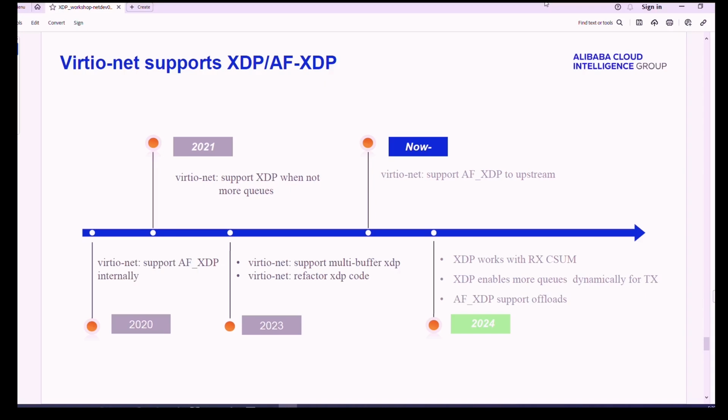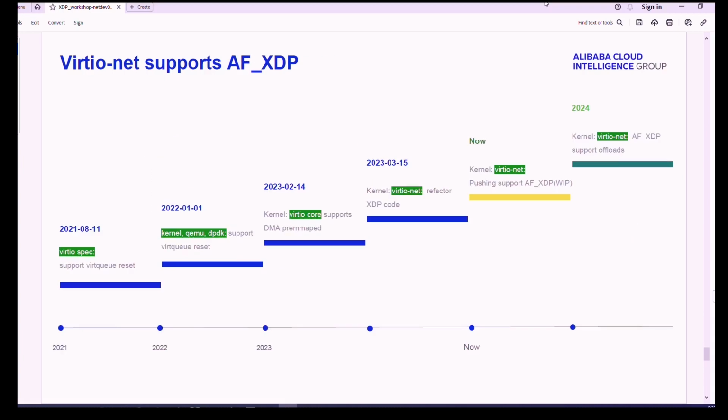In 2023, Virtio supported multi-buffer XDP. We use that for our jumbo frame, and we refactored the XDP code. Now I'm pushing XDP socket zero copy to the upstream. This is a long story. I will show more on the next page. In future, overall, we will continue to make Virtio friendly to XDP. Okay, next please.